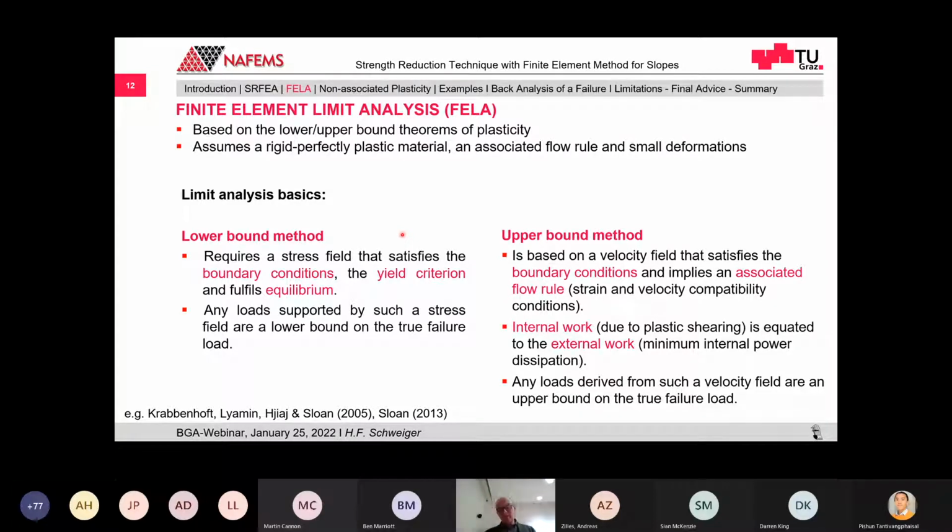But as I said before, with finite element limit analysis these days you usually get these bounds within a few percent. In the older days, when you had to do it by hand, that was a bit different.